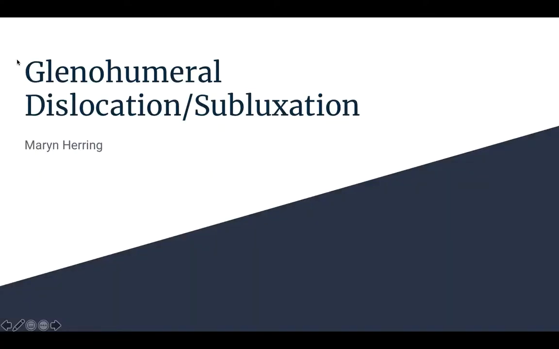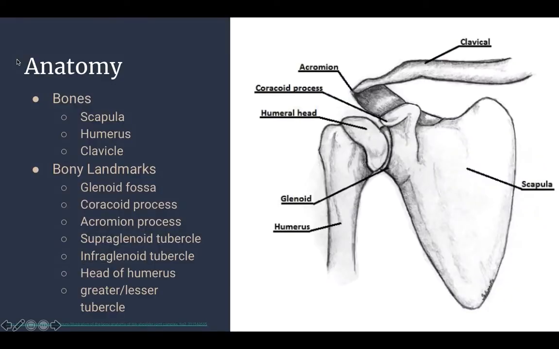Okay, so my presentation is on glenohumeral dislocations and subluxations. First up, we'll talk about the anatomy of the shoulder and shoulder girdle. The bones involved in this articulation are the scapula, humerus, and clavicle.